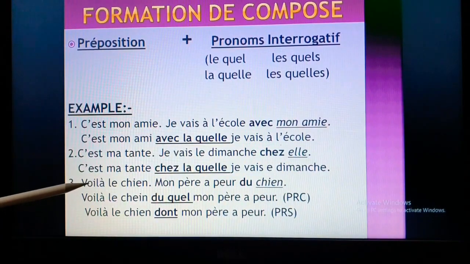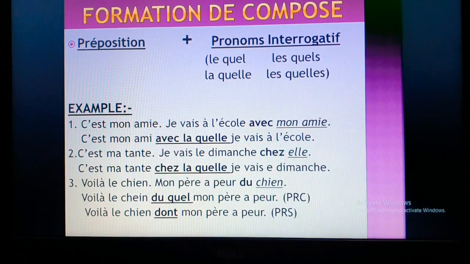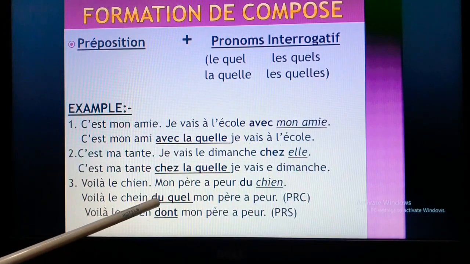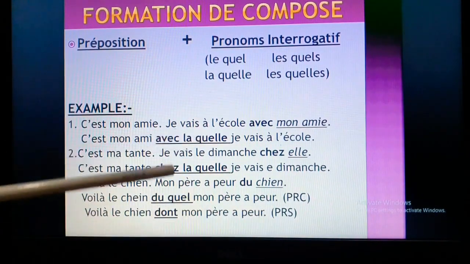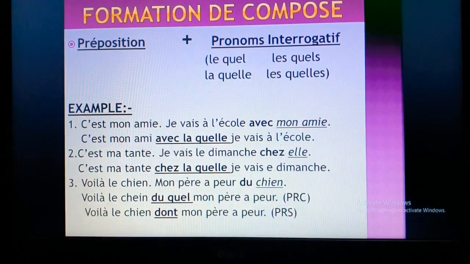Now, the third one is very, very interesting because this pronoun relative composé with the preposition de can be replaced by pronoun relative simple also, with the dont part. You know that dont replaces the preposition de. So, voilà le chien. Mon père a peur du chien. So, see the dog, my father is afraid of the dog. Now, voilà le chien duquel mon père a peur. So this is pronoun relative composé.